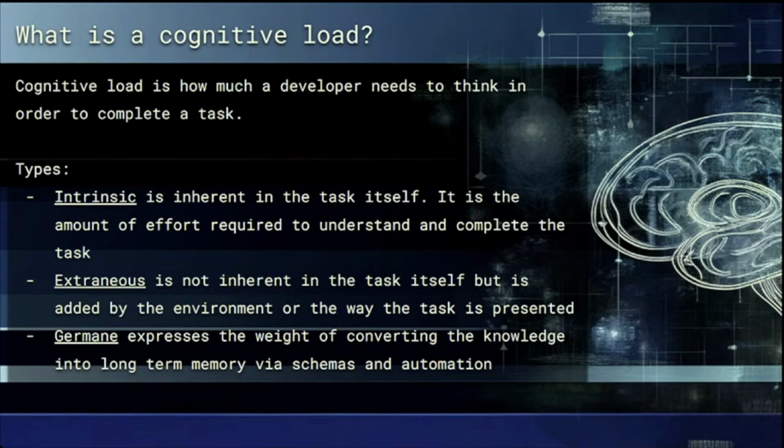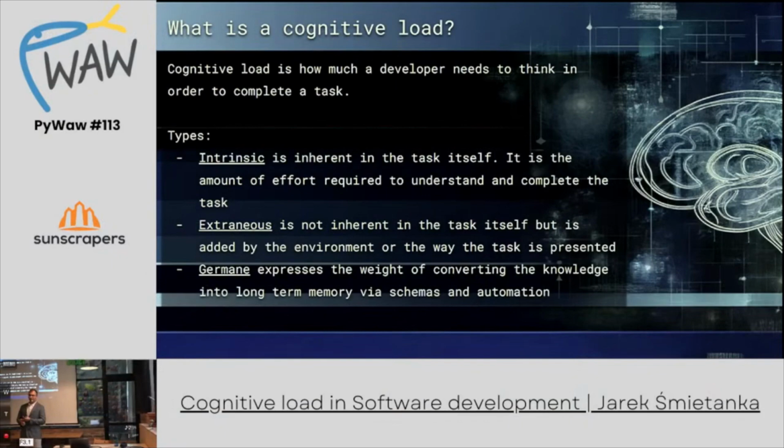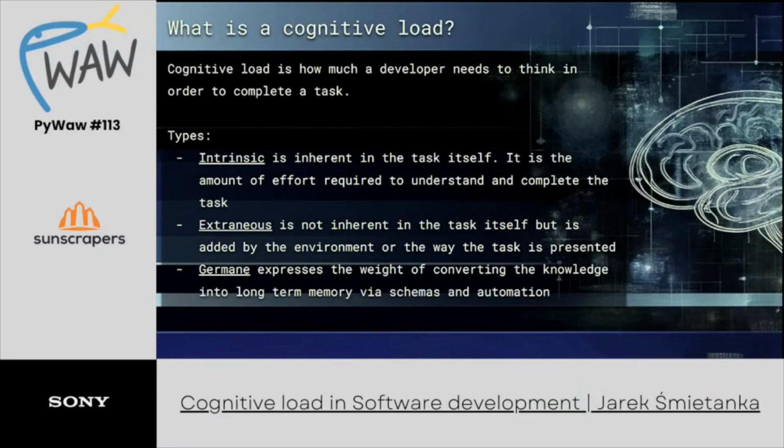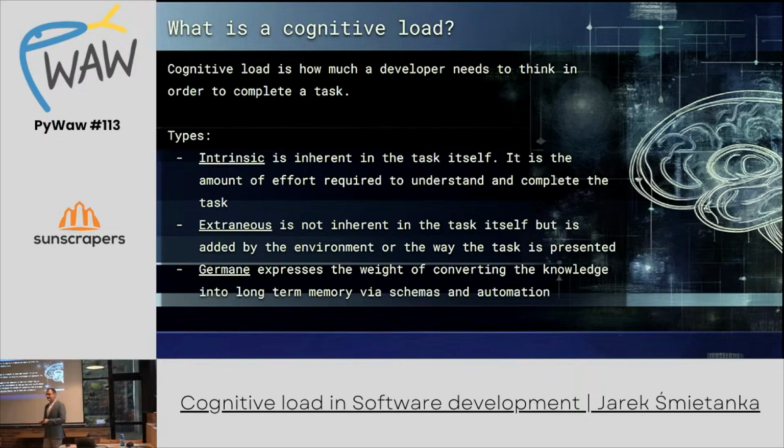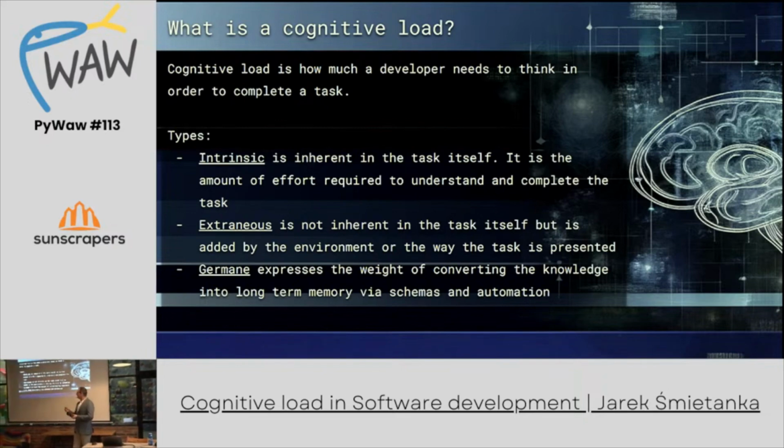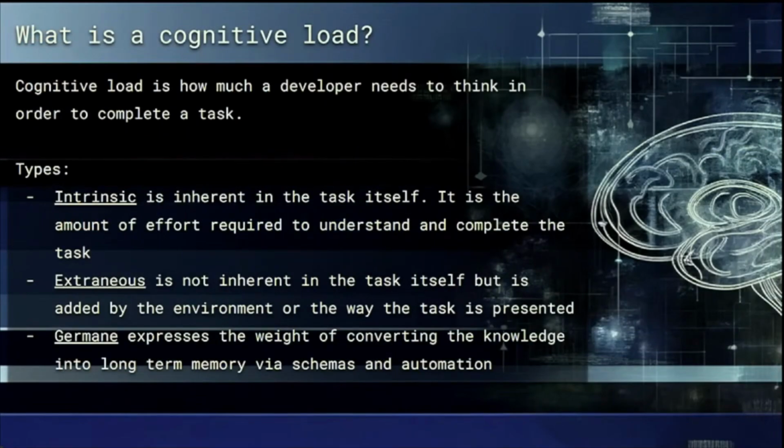There is the extraneous type, and the majority of the fun comes in here because we can do something about it. That's the environment we are operating in. So the language, the structure of the project, how the task is actually written, how much we understand from this topic, how hard it is to start working with this particular part of code where we are going to change or fix something. And the third one, germane, is related to how much effort we need to put in order to translate or convert some new knowledge into long-term memory.